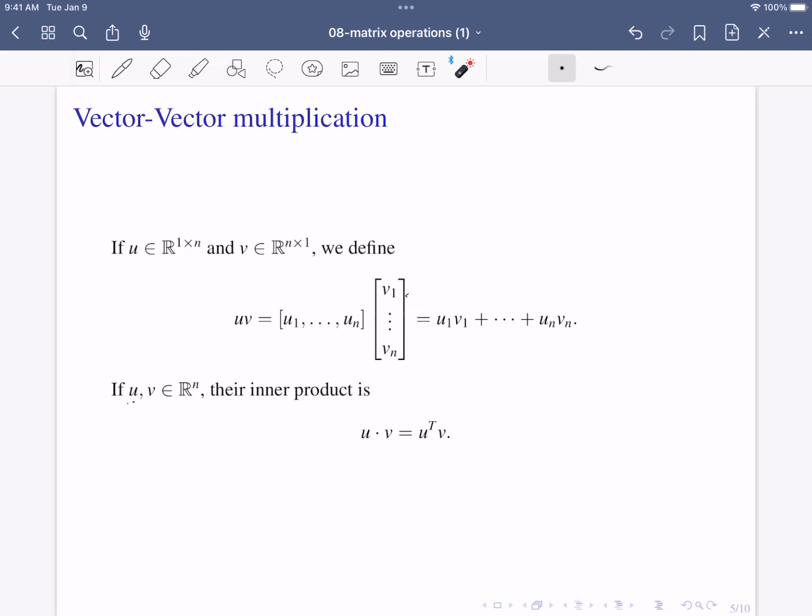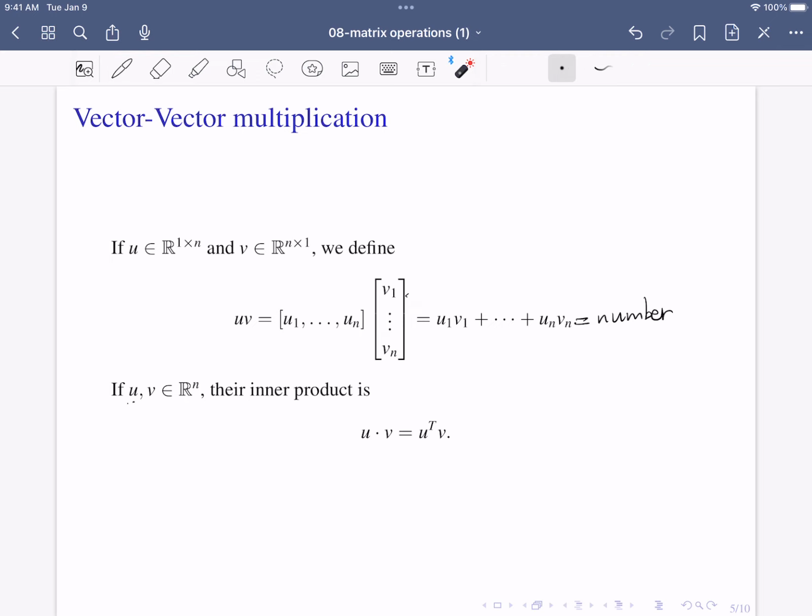Now we can multiply them together by using component-wise multiplication and taking the sum. So if you are given a row vector and a column vector of the same size, then this is the sum of element-wise multiplication, which is a number. This is a number, or a one by one matrix.